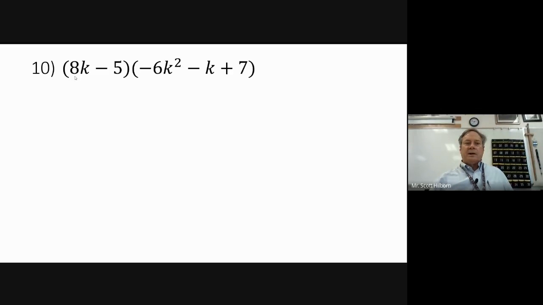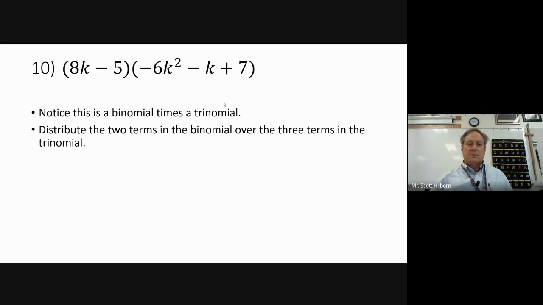All right, so number 10, we've got a binomial, meaning 2 terms, but now it's times a trinomial, 1, 2, 3 terms. But it's the same old process. You're going to start with that 8k, and you're going to multiply it by each of these 3 things here. Then you're going to take that negative 5 and multiply it by each of those 3 things. Like so.